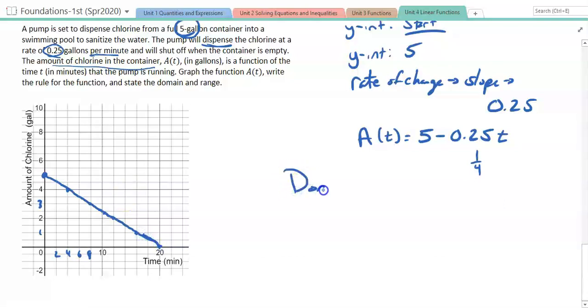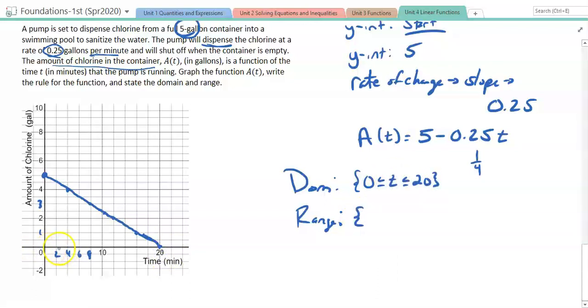And so let's talk about the domain and the range. We've done domain and range before, just re-emphasizing this point with this problem. So our domain, remember, is the x-axis. It's going to go from where? 0 minutes to how many minutes? Where does it end? 20 minutes. So t is less than or equal to 20.